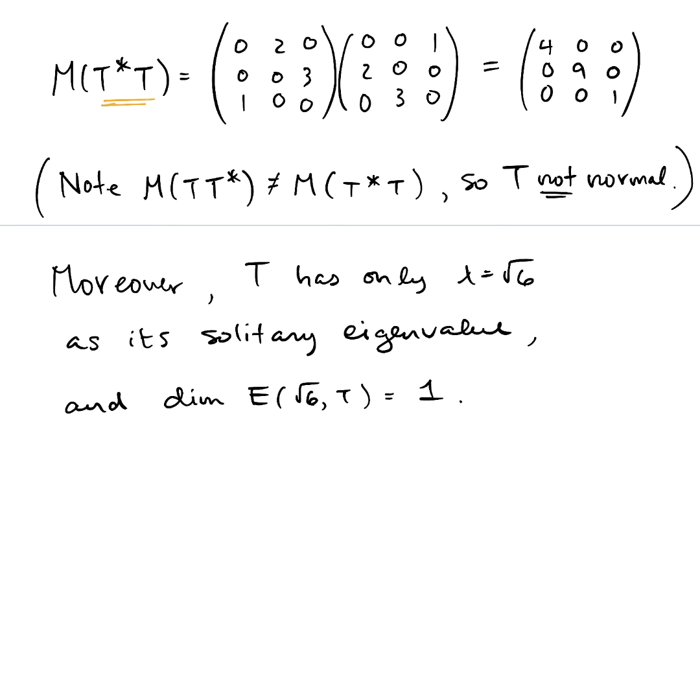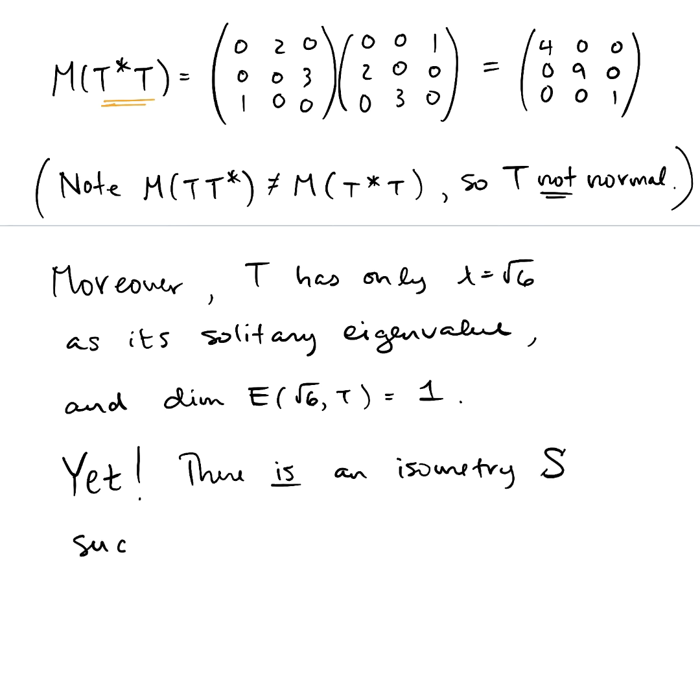This simple operator is just not great. And yet, we know from the polar decomposition that this T, with no nice properties whatsoever, there is an isometry S such that this T, this not nice T, is S times the positive square root of T star T.